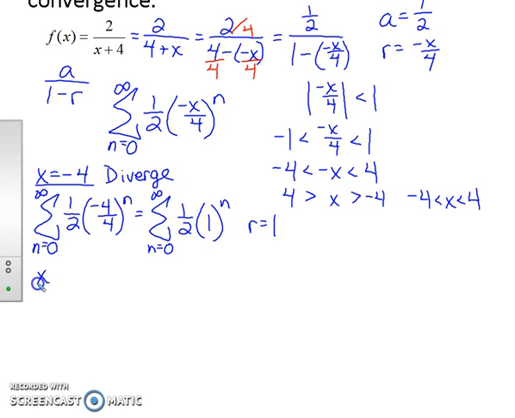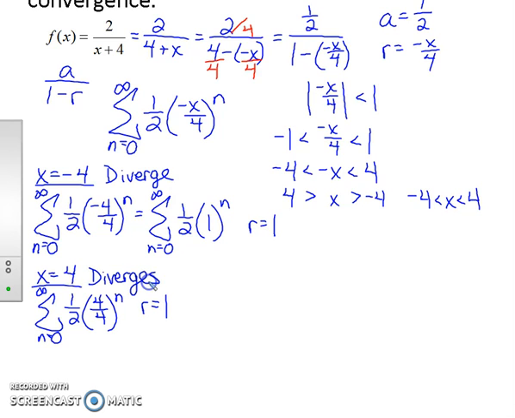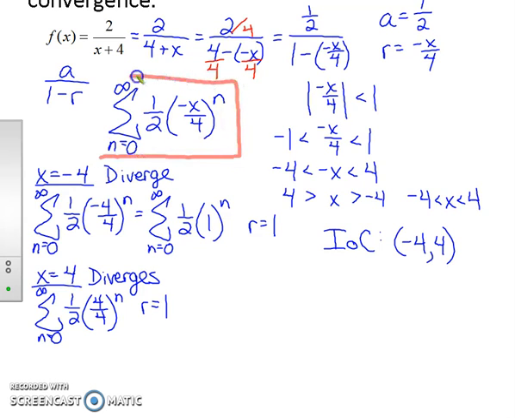The same thing is going to happen with x equals +4. We'll have the sum from n equals 0 to infinity of 1/2 times 4 over 4 to the nth power. So again, our r is 1. And so that would diverge as well. So your interval of convergence is -4 to +4. So in terms of my answers to the problem, here is my power series. Here is my interval of convergence.